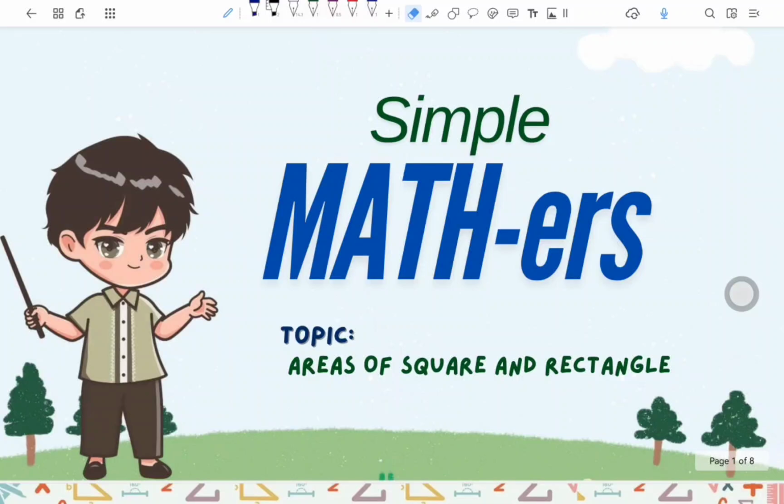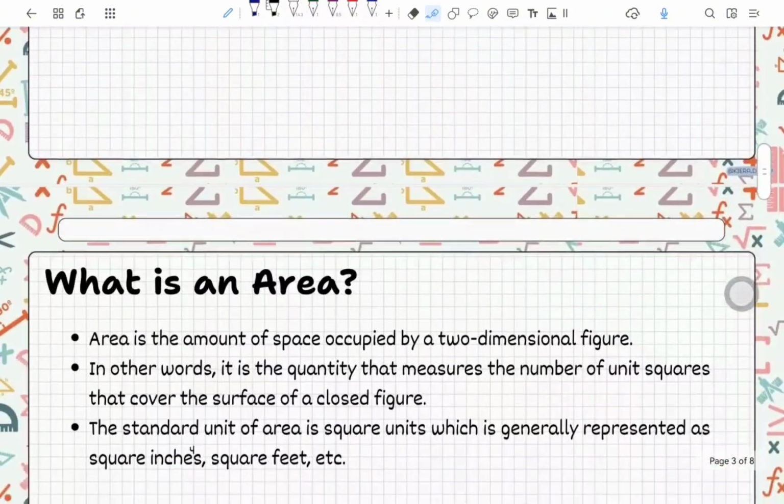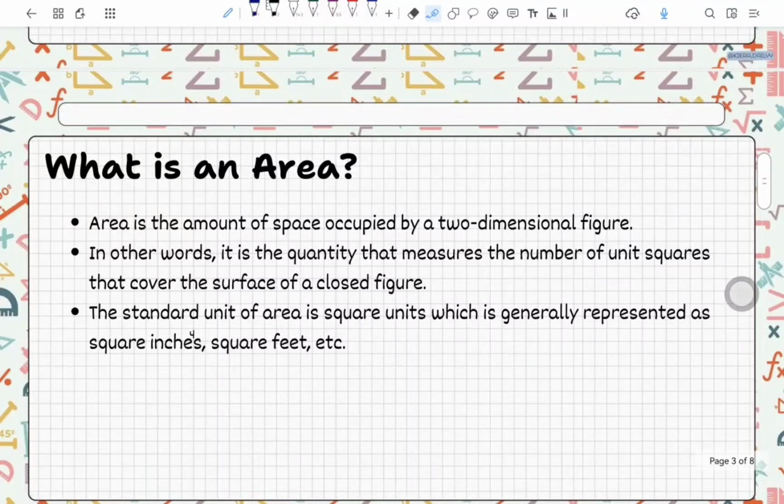Our topic for today is areas of a square and rectangle. So let's start with the first question. The first question is, what is an area?